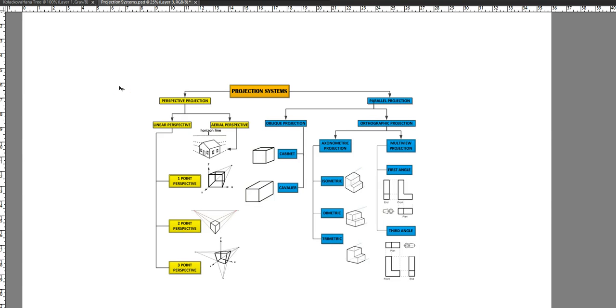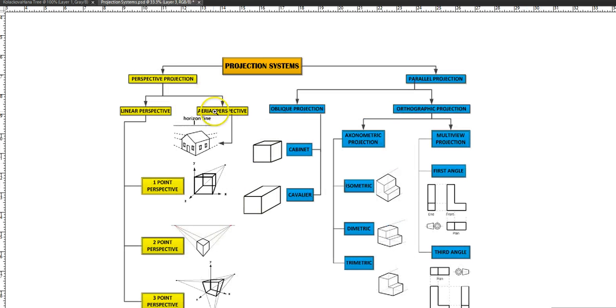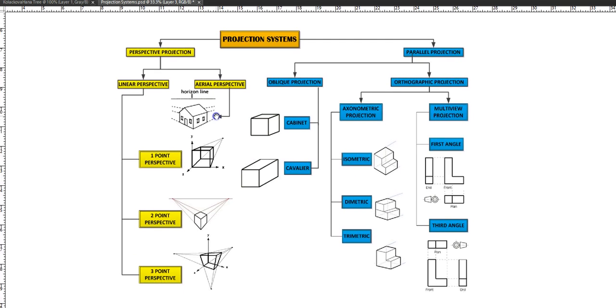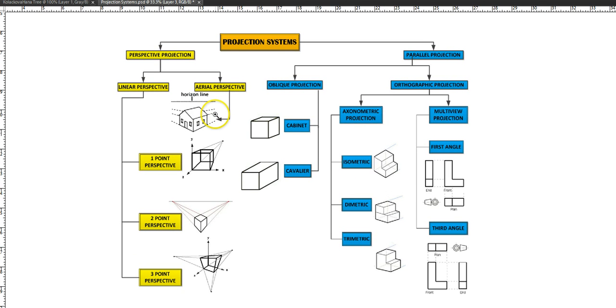Hi, this is Turali, and the topic that we are going to cover today is going to be projection systems. Now, as draftsmen, it's extremely important to know what are all the different types of projection systems and what they mean.